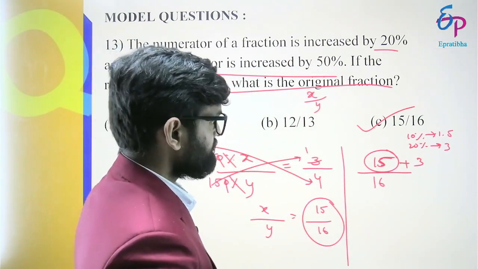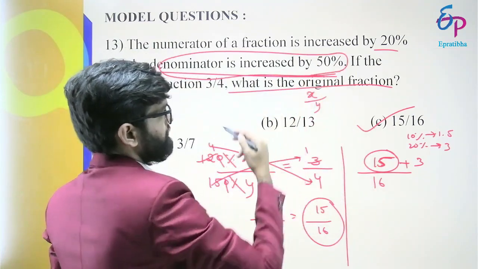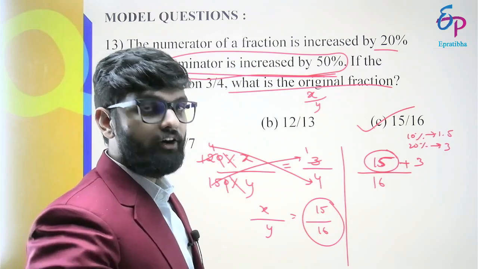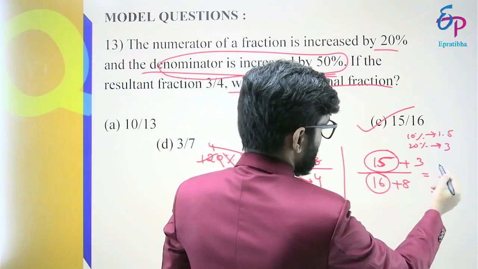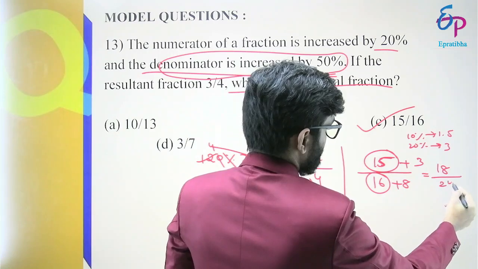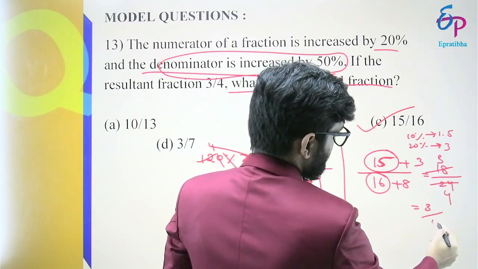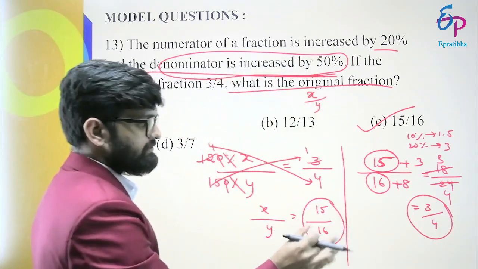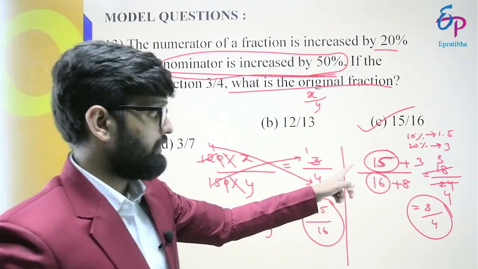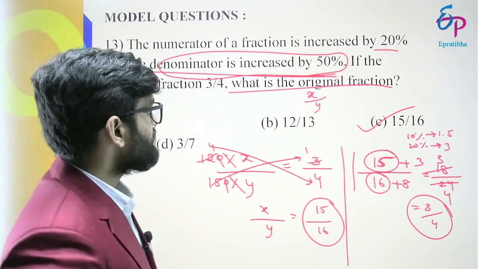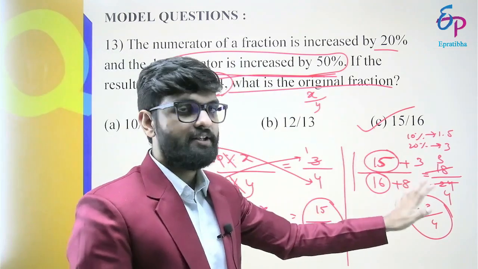Now, the denominator is increased by 50%. That means it got increased by half, right? What is the half of this one? It is 8. Answer is 18 by 24. 6 3s are, 6 4s are. That means 3 by 4 is the resultant value. If that is being given in the question, whatever we have taken, that answer will be the correct answer. So 3 by 4 is given in the question or not? Yes, the resultant value. So 15 by 16 is the correct answer.